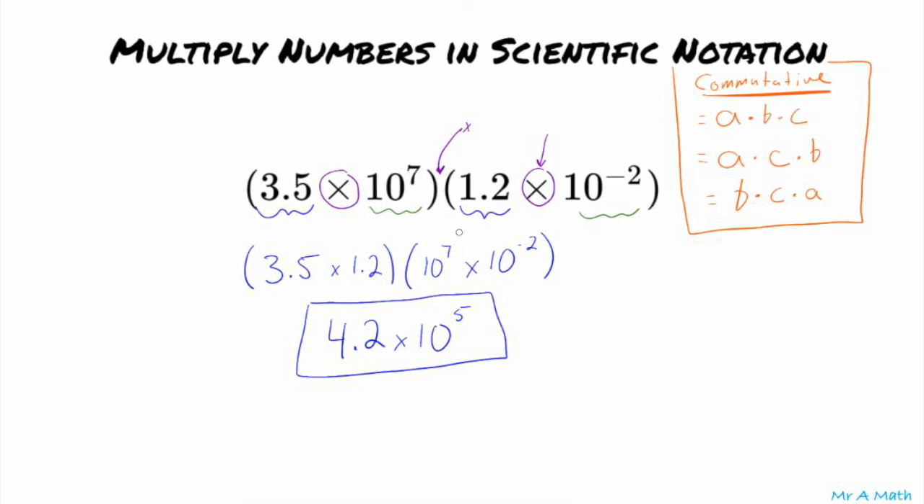rather than plugging all of this into my calculator and then working backwards from a decimal into scientific notation. This way, I can simplify it all at once using the commutative property of multiplication up here.